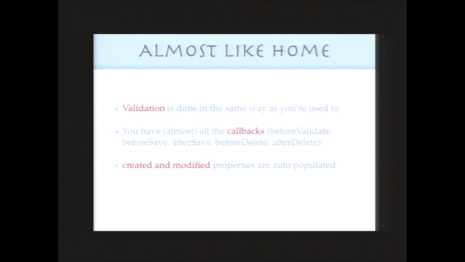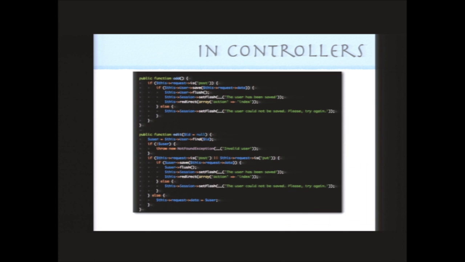As in normal CakePHP models, created and modified columns are populated, and it works like a charm with the form helper. You don't have to do anything. Can anyone spot the difference between a normal action in CakePHP and this? Flush. That's it. It works the same. You don't have to do anything in your controllers.